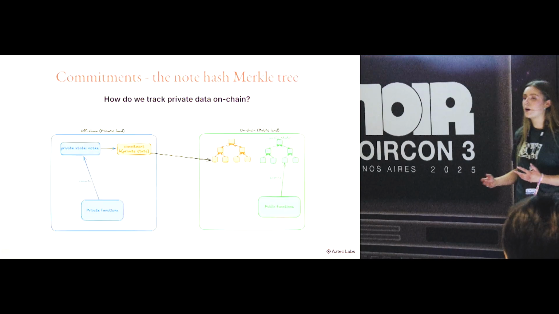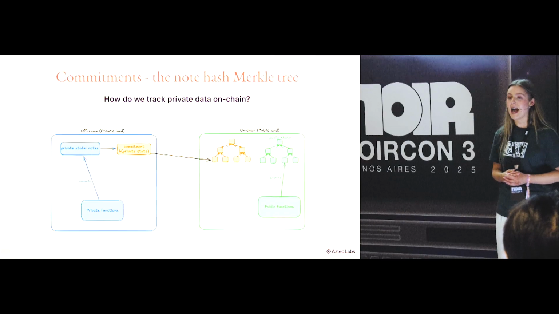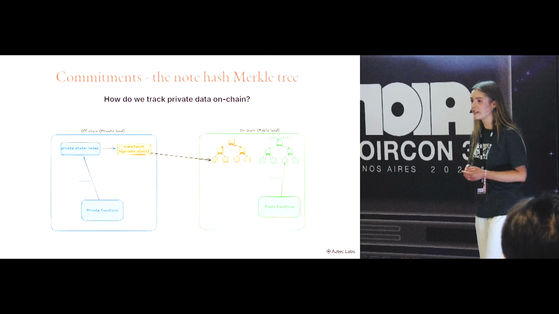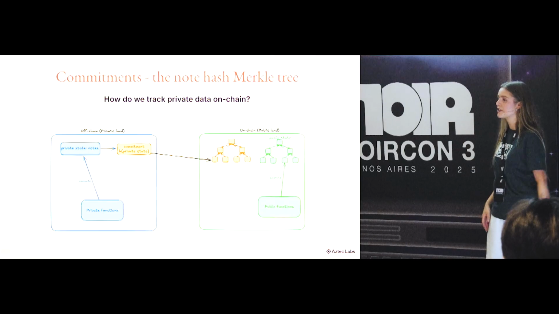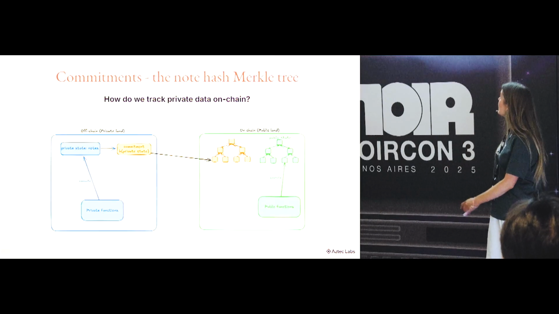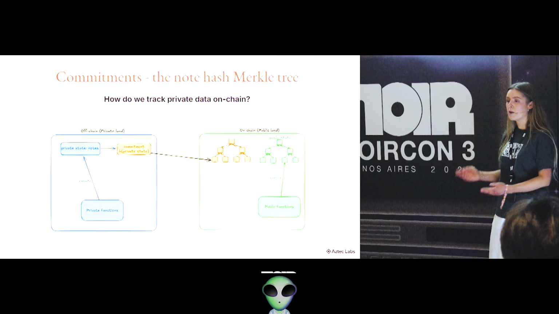But how do we track this private data? How do we make sure that everything is still verifiable? We can't store them on-chain as these raw notes, because obviously we don't want everyone to be able to see it. So instead, we create commitments.